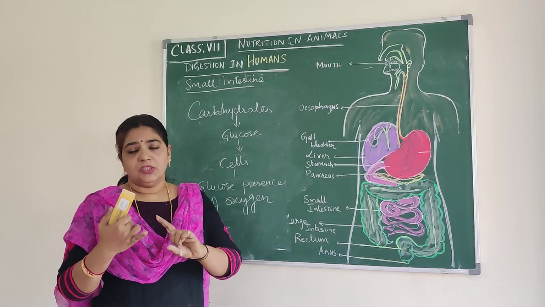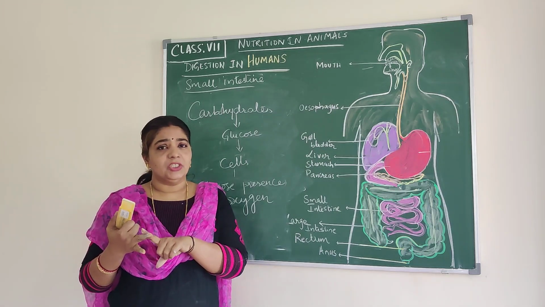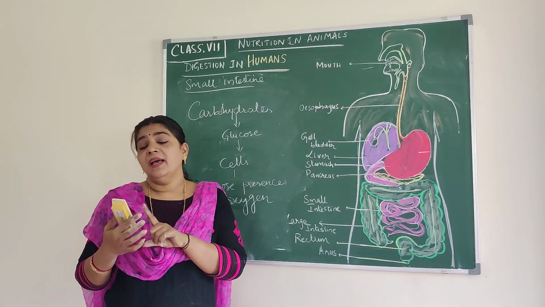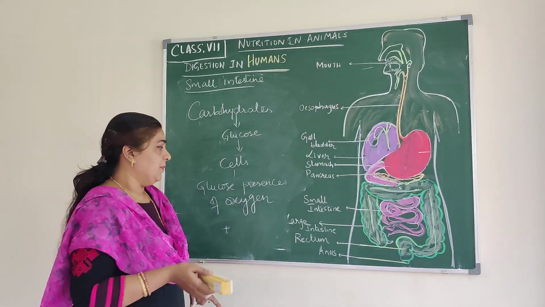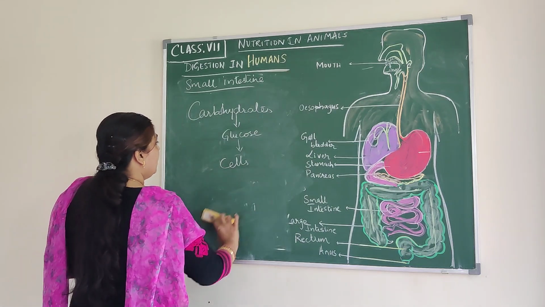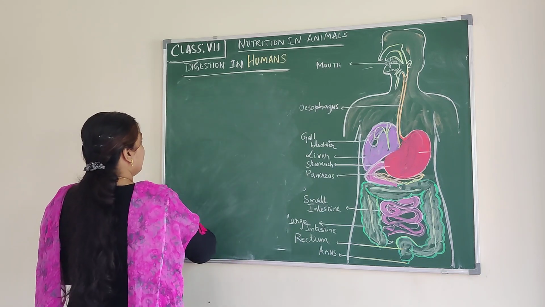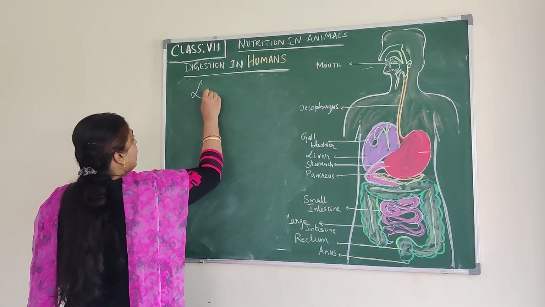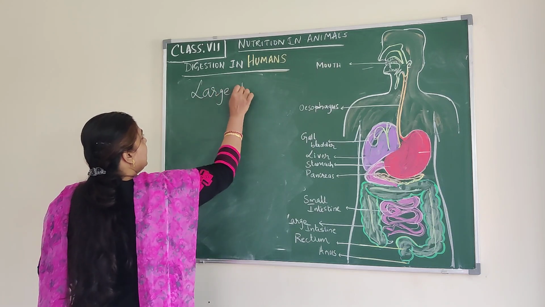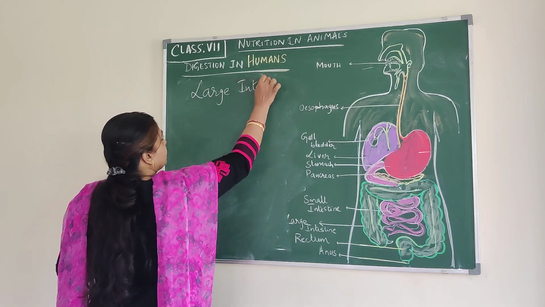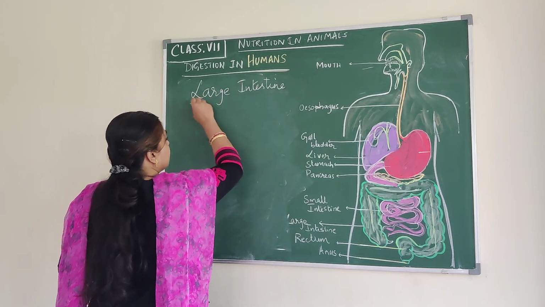So I hope now you understood ingestion, digestion, absorption and assimilation. So what is next one? Next we'll go to, we finish with small intestine. So what is next one? Next is large intestine. Next is large intestine.